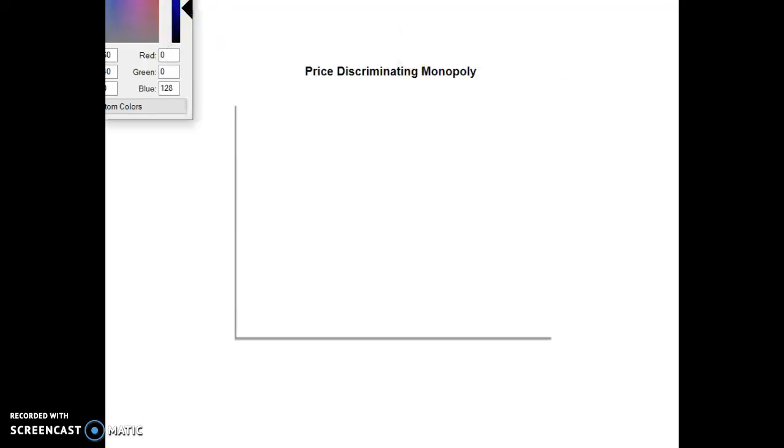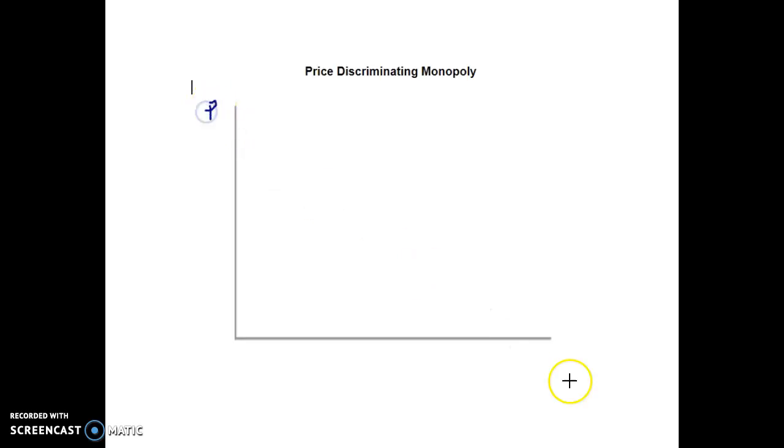Everybody, I'm going to go ahead and give you a price discriminating monopoly curve here. Price discriminating. So the real thing that you have to look out for here is just how demand and marginal revenue are a little bit different. So I'm going to go ahead and put my price and my quantity on here, P and Q. And then I'm going to go ahead and draw in my demand curve.